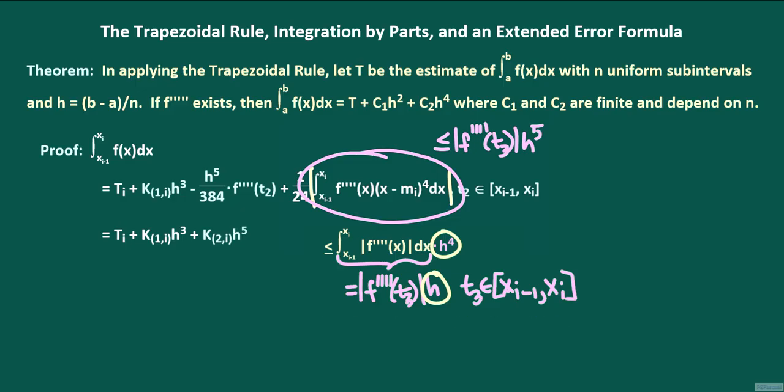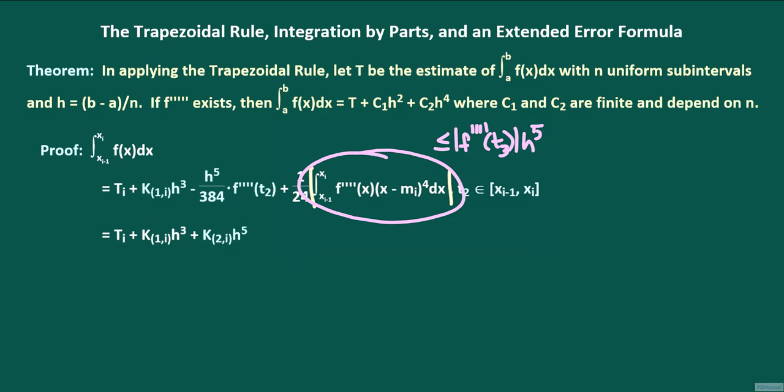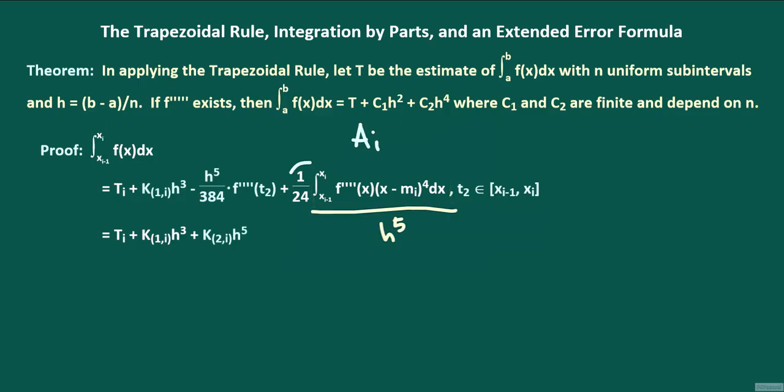Therefore, the integral of f quadruple prime times x minus m sub i raised to the 4th power divided by h to the 5th power is finite, because its absolute value is bounded by the absolute value of f quadruple prime of t sub 3. Let a sub i be equal to 1 over 24 times the integral of f quadruple prime times x minus m sub i raised to the 4th power all over h to the 5th power. Then the integral of f on the ith subinterval equals this sum.